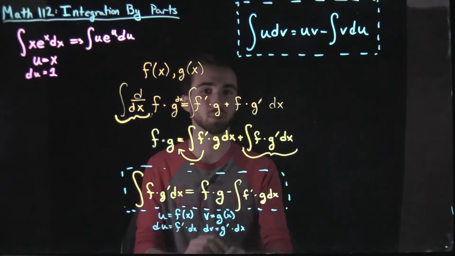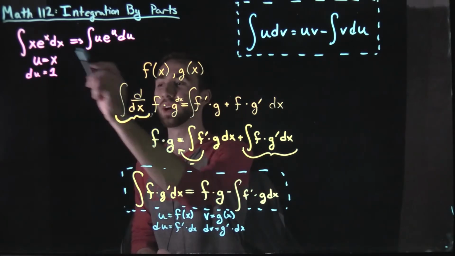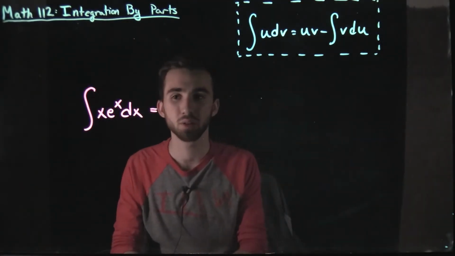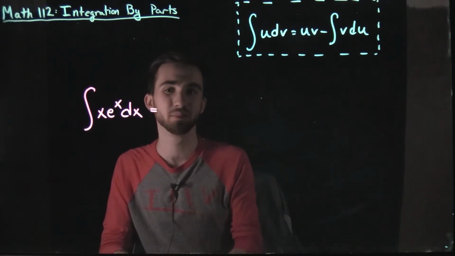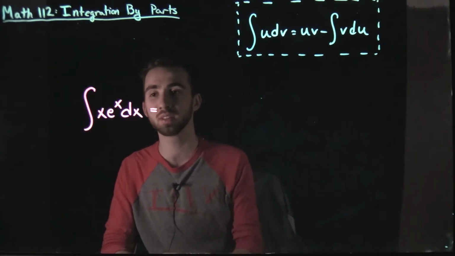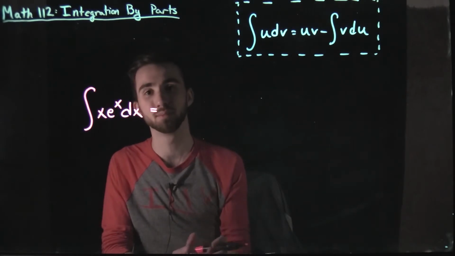So I'm going to erase the board, and this might be apparent in our next example. We're going to solve this problem. OK, so now we're going to finally solve this integral. Using integration by parts, the first thing we need to do is choose our u, and we need to choose our v.